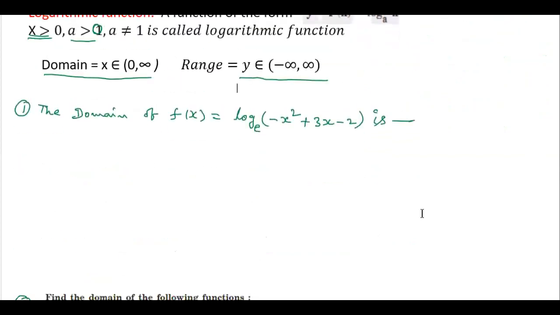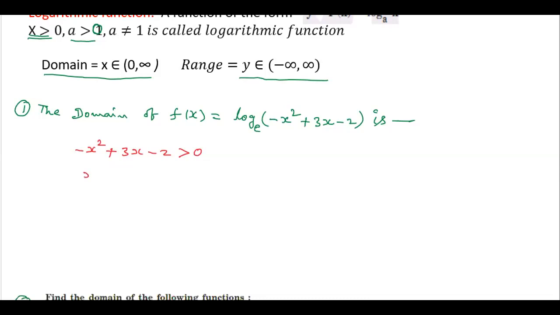The domain of the function f of x is equal to logarithm of minus x square plus 3x minus 2 to the base e. Base e, base 10, base 3, base 4, whatever it may be, no problem. So the logarithmic function, when it exists, the expression minus x square plus 3x minus 2, if it is greater than 0, then the logarithmic function is defined.